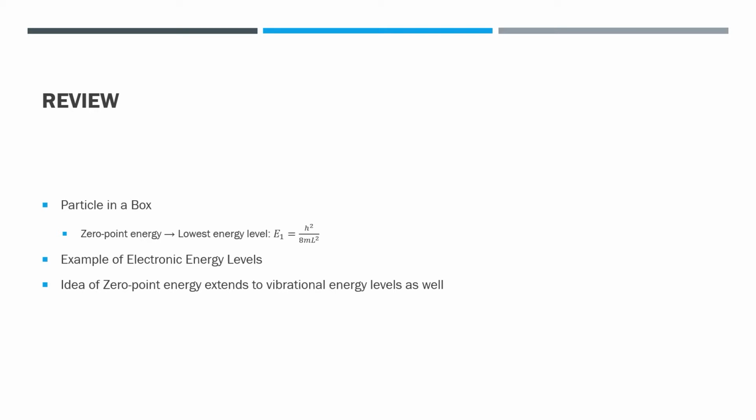Just as a review, when we looked at the particle in a box and derived the energy levels, we saw that the lowest energy level, which is called our 0-point energy, was given by E sub 1 equals h squared over 8ml squared. We derived the formula that E sub n equals n squared h squared over 8ml squared. Because the lowest n value was 1, to get the 0-point energy, we just plugged in 1. So we got E1 equals h squared over 8ml squared. This is an example of 0-point energy when we're looking at electronic energy levels, the energies that electrons have in the particle in a box system.